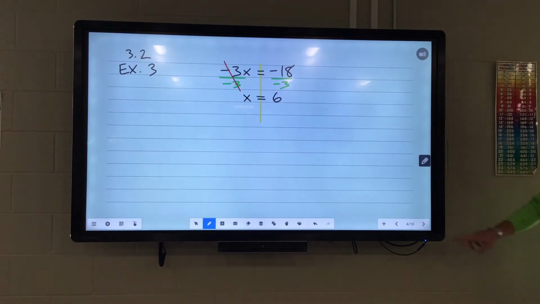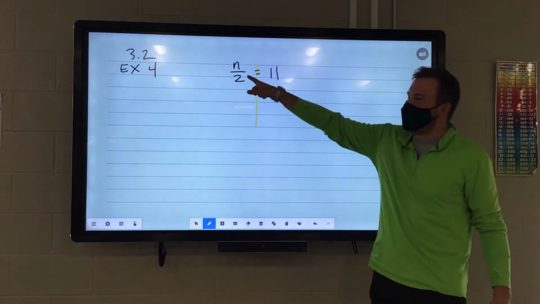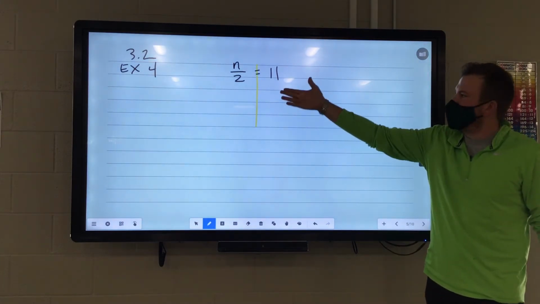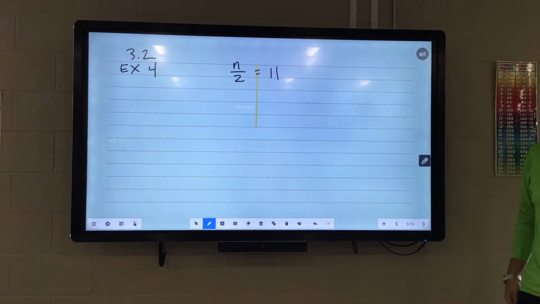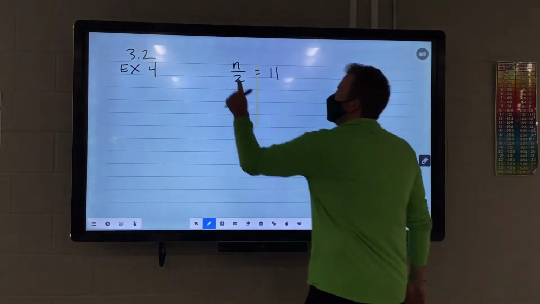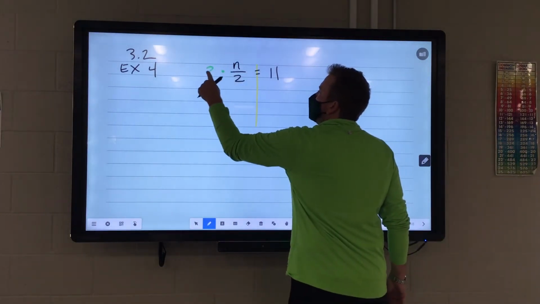You may run into a situation where your variable is being divided by some number. So n is not alone on the left side of the equation because it's being divided by 2. So we do the opposite of dividing by 2. We are going to multiply by 2.